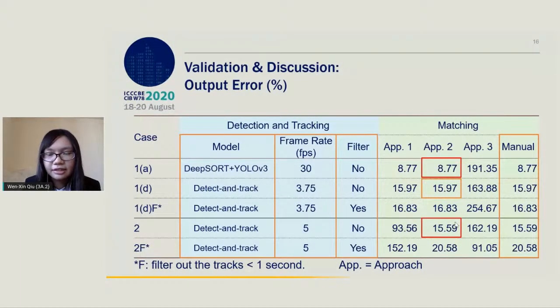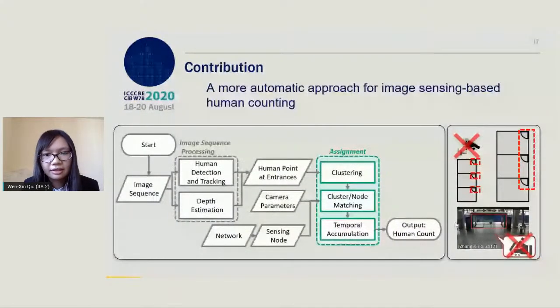We test those cases with different detection and tracking models, frame rates, and some with a filter. The red boxes are the best results of our output. While if we use the most SEM settings, the error is consistent at around 15%. The above is our current results.